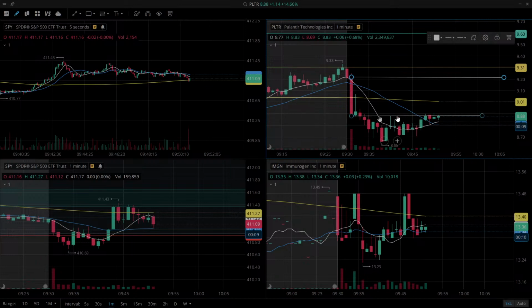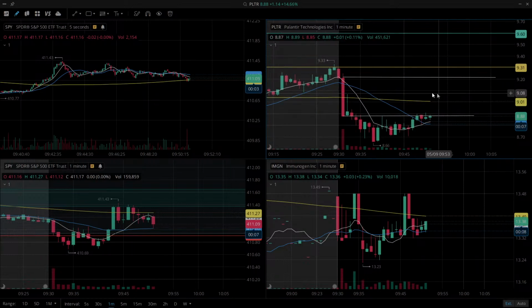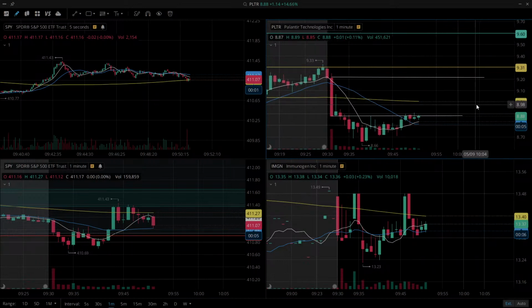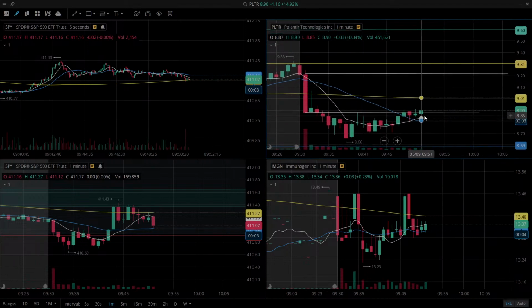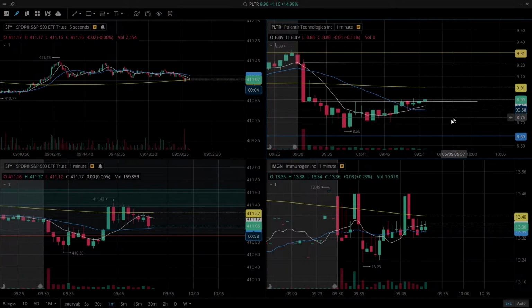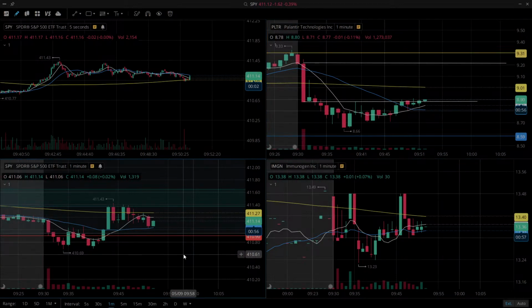I don't know why my drawing tools give me so many problems here. Like I said, I can't wait for TradingView. Get this done with. Here we go. Comes some volume. All right, SPY, what do you got for us?